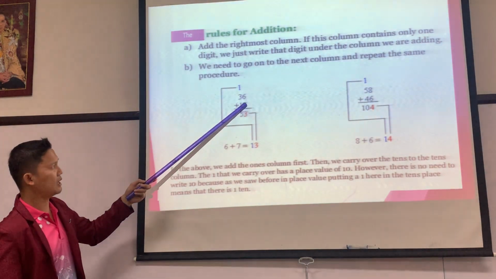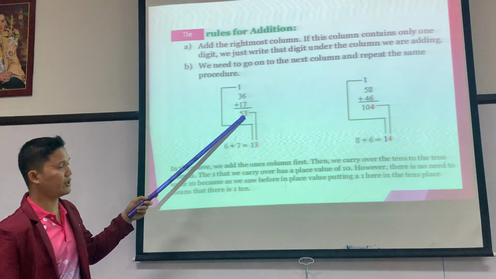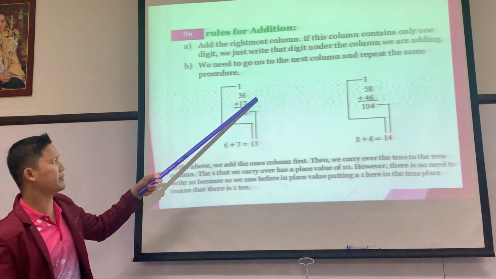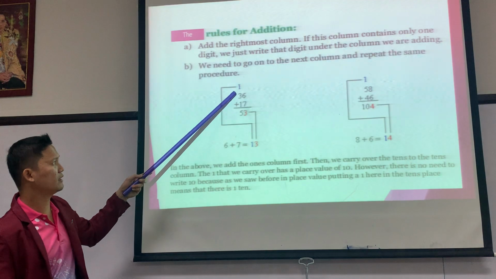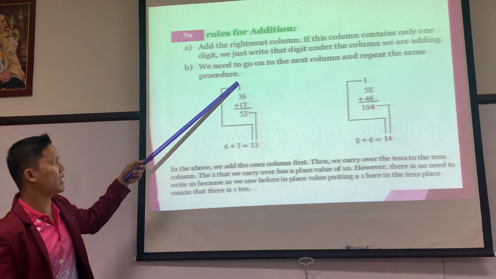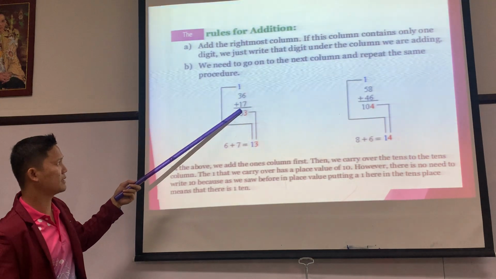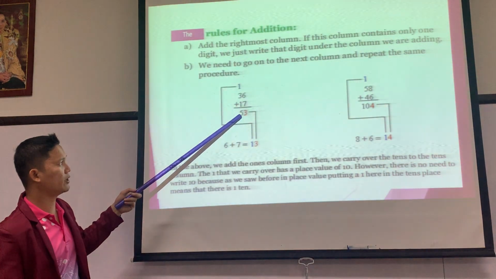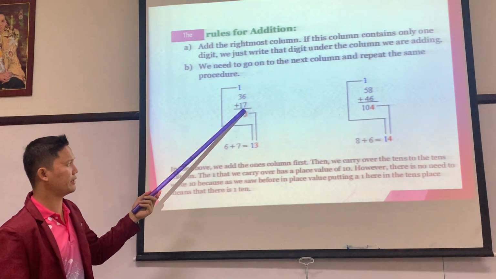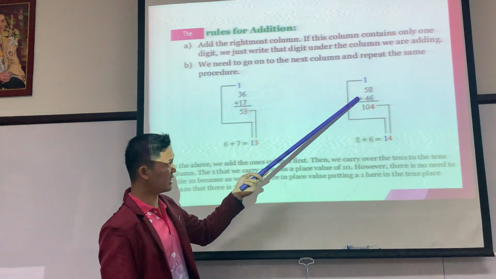We add 6 plus 7, it is 13. We cannot write 13 together in one place, so we have to carry 1. We carry 1 into the tens place, above the 3. We write 1. So we have to add again. 3 plus 1 equals 4, then plus 1 equals 5. So our sum is 53. Here is another example.